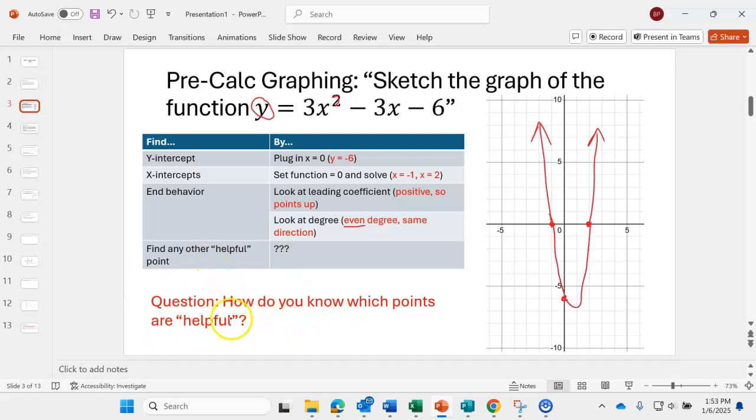Now the question is, how do we know if there's points that are helpful that don't fall into either one of these categories? And when I say helpful, I mean, for example, this vertex point. There's certainly a way without calculus, using a formula like x equals negative b over 2a. For a quadratic, you'd be able to find it pretty quickly. However, that's not a guarantee when it's an x to the third power, for example. So how would you find points like that?